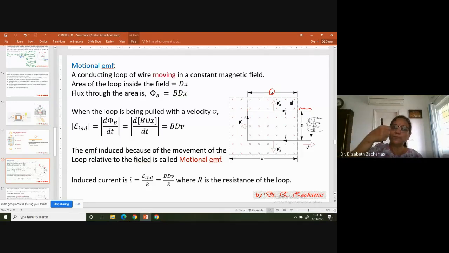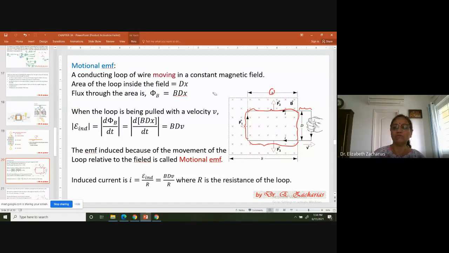A person is trying to pull the loop out. Now look at this. Only at this instant of time, only this much area of the loop is exposed to the magnetic field. Whatever is outside that area is not exposed to the magnetic field. I hope this part is clear.